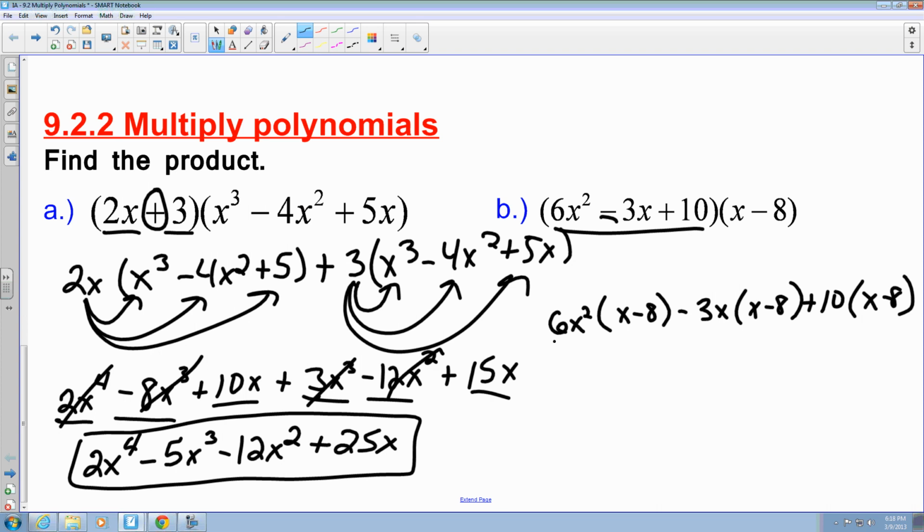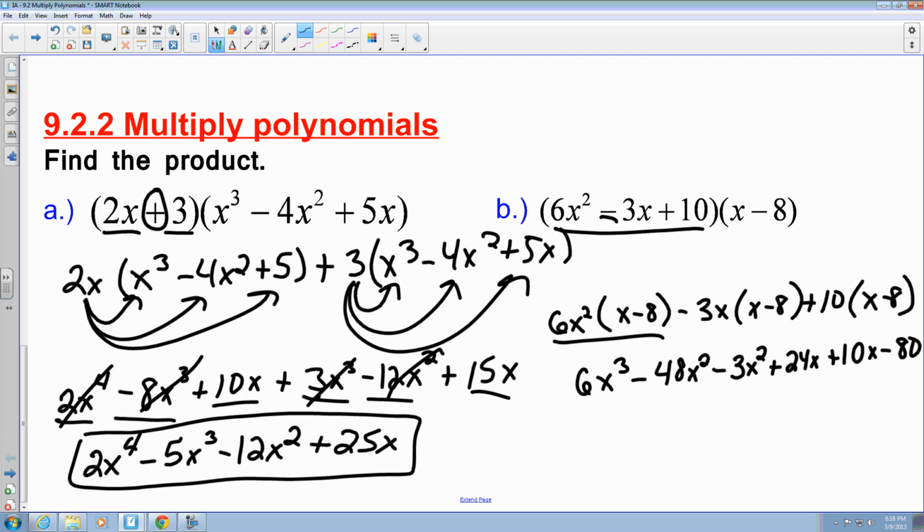So I'm going to start with this one. This is going to be 6x cubed minus 48x squared. Then I'm going to have minus 3x squared plus 24x. I'm going to say plus 10x. And it'll be what, minus 80?